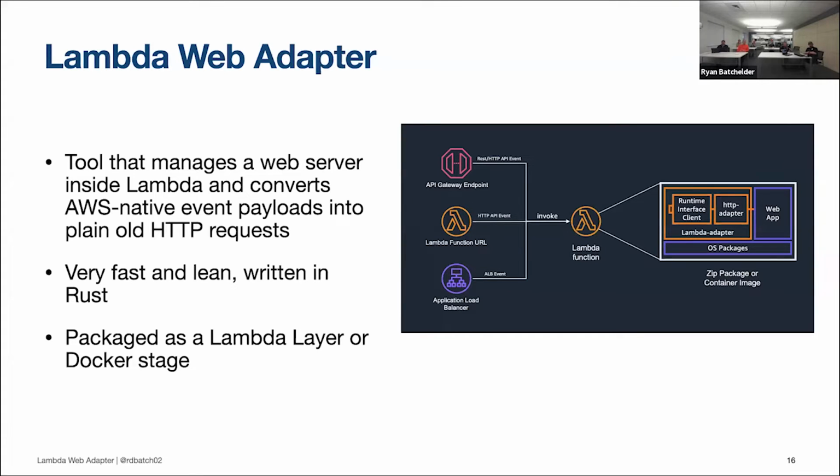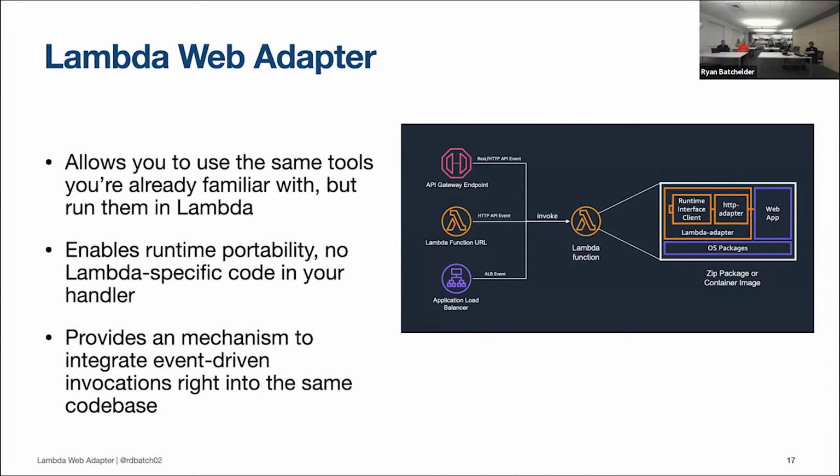LWA is designed to be very fast and lean. It's built in Rust. So even though it's going to add some amount of startup penalty, we can't get this for free, they have taken performance seriously and want to minimize that as much as possible and ultimately make that a trade-off that makes sense for you to make. It's packaged as both a Lambda layer and a Docker stage, so you can use both zip file packaging or container image packaging, depending on what makes sense for your function. The benefit here is that it lets you use the same tools you're already familiar with, but run them in Lambda.